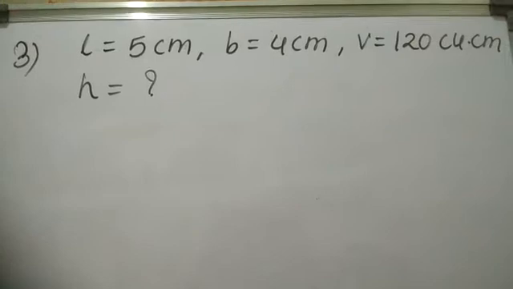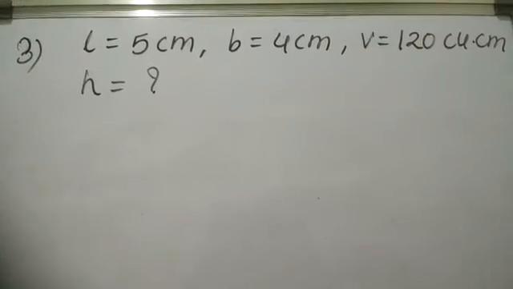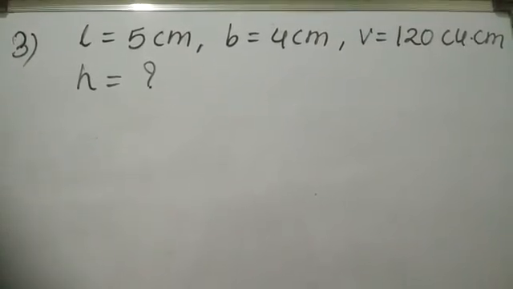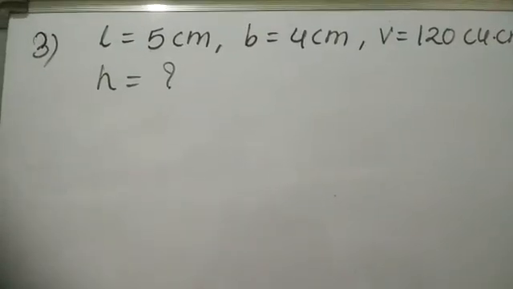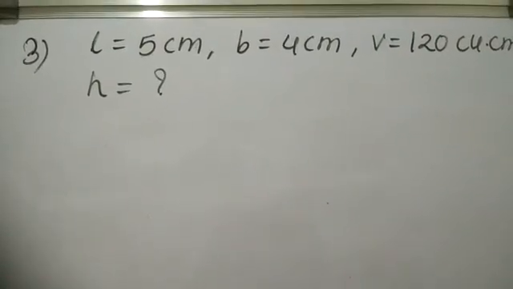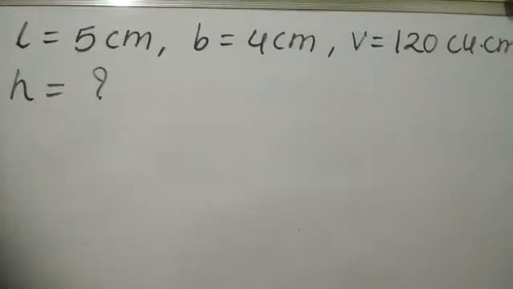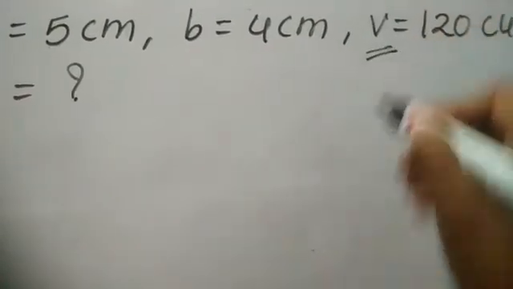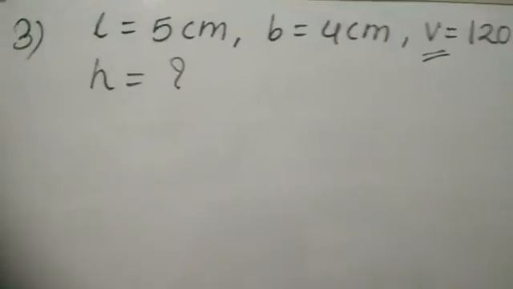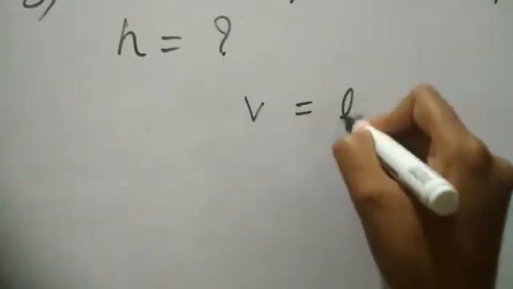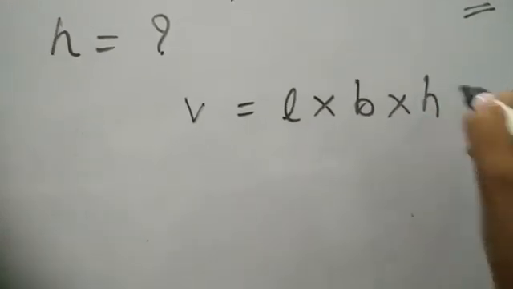Now see the third example. In this example, length is given, breadth is given and volume is also given and we are asked to find out height. Now how will you find out the height? See, here you can see the volume is given to us, right? So here we can use the formula of volume. V is equal to length into breadth into height.